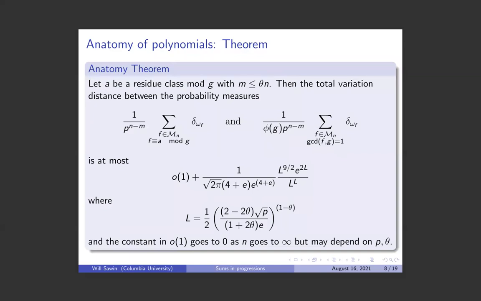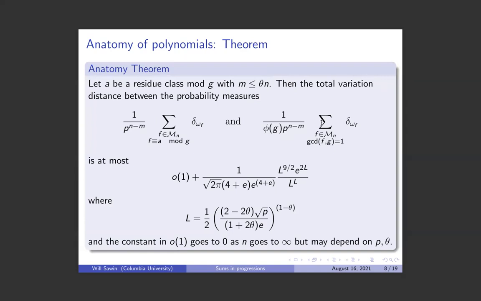And we're going to write down two probability measures. The first measure is going to capture the behavior of a random polynomial congruent to a mod g. So for each polynomial of degree n congruent to a mod g, we'll take a delta mass at its factorization type omega f. We'll sum those, and then we'll divide by p to the n minus m, the total number of such polynomials. And then we'll do the same thing for polynomials which are just relatively prime to g. We'll take their delta masses, sum them, and divide by phi of g times p to the n minus m, which is the number of polynomials of degree n relatively prime to g.